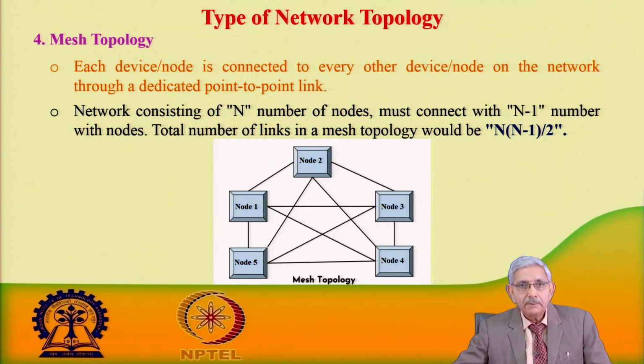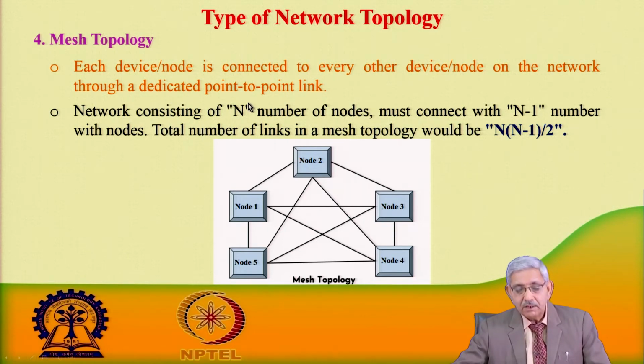Mesh topology. In the case of mesh topology, we can see here that node 1 is connected with node 2, node 1 is connected with node 3, node 1 is connected with node 4, node 1 is connected with node 5. So all nodes are connected with the other nodes. Each device or node is connected to every other device or node on the network through a dedicated point to point link.